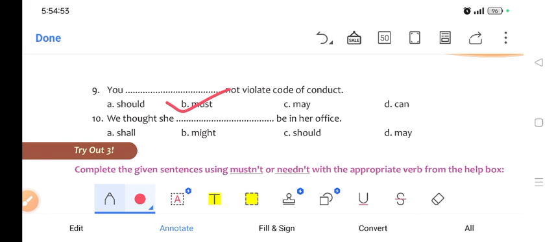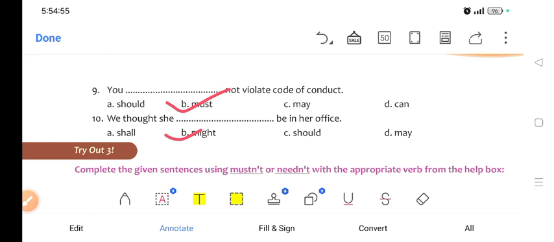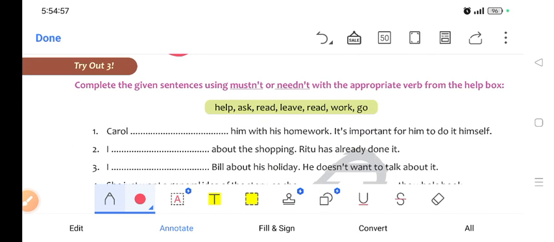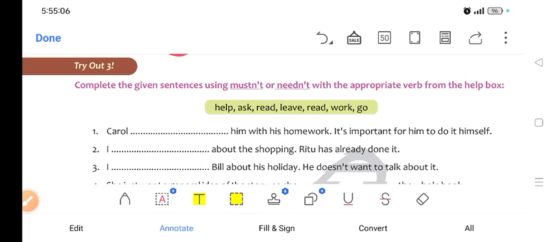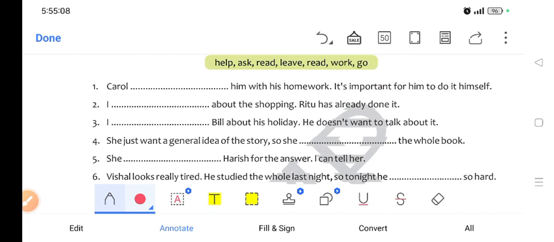We thought she might be in her office. Try out 3. Complete the given sentences using must not or needn't with the appropriate verb form from the help box. So, Carol must not help. What will be right here? Must not. Carol must not help him with his homework.